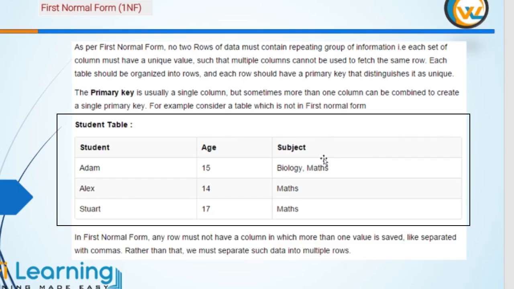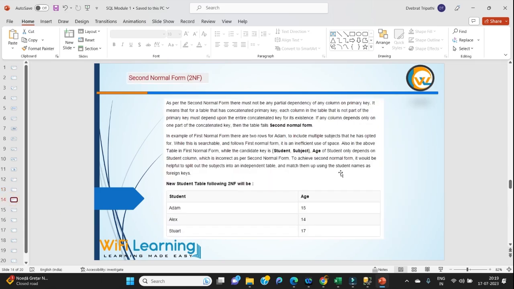If I say biology can be learned by a person who is 15 years old, no, anybody can learn it. But if I say Adam's age is 15, Adam is 15 years old, that means age is dependent on a student. In such a scenario, where there is a partial dependency, you should create two separate tables, student and age, and student and subject. That way you will be able to meet the second normal form.